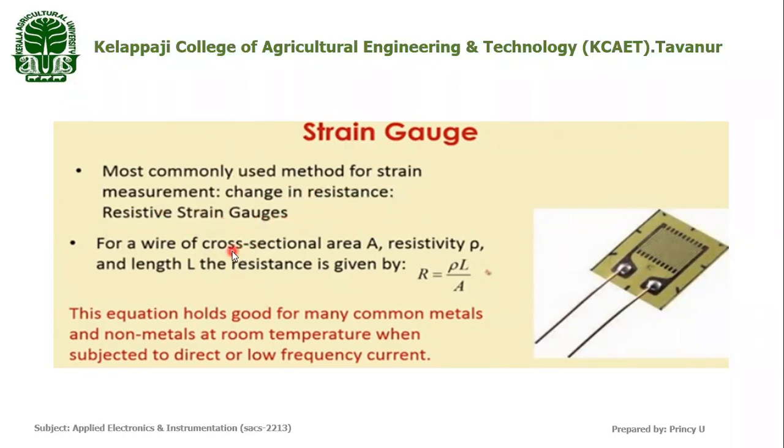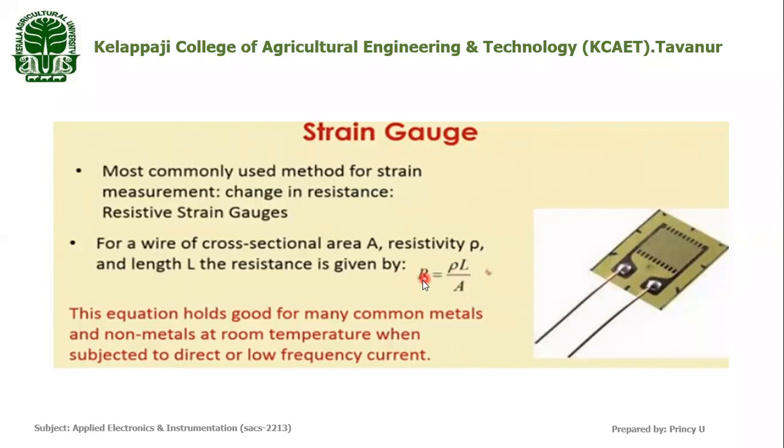Okay, so for a wire of cross-sectional area A, we commonly define the resistance as the ratio of resistivity times length to the area of that material. So R is equal to rho L by A, where rho is the resistivity of the material, A is the area of cross-section and L is the length of the resistance wire. With this equation we can explain that the resistance can be changed by changing the resistivity, the length of the material, or the area of cross-section.